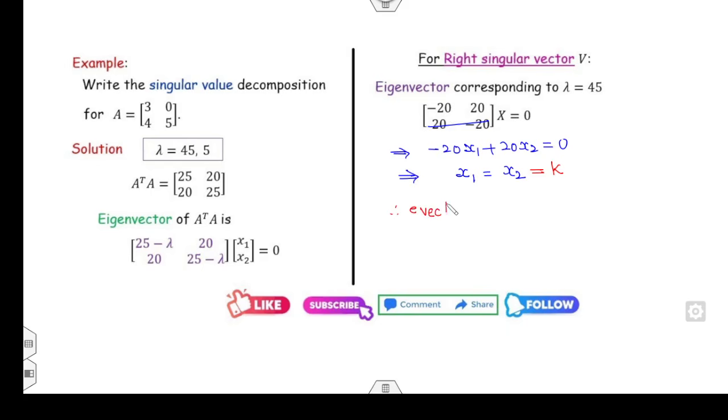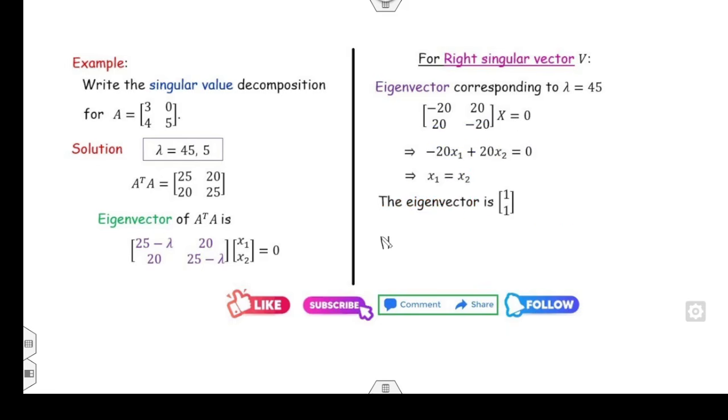Therefore, the eigenvector is x1 is K, x2 is K. I can substitute K as any number, let's say 1 and 1. Fine. What is the normalized eigenvector? So I can divide it by the root of 1 square plus 1 square, that is root of 2. So it is 1 by root 2 and 1 by root 2.